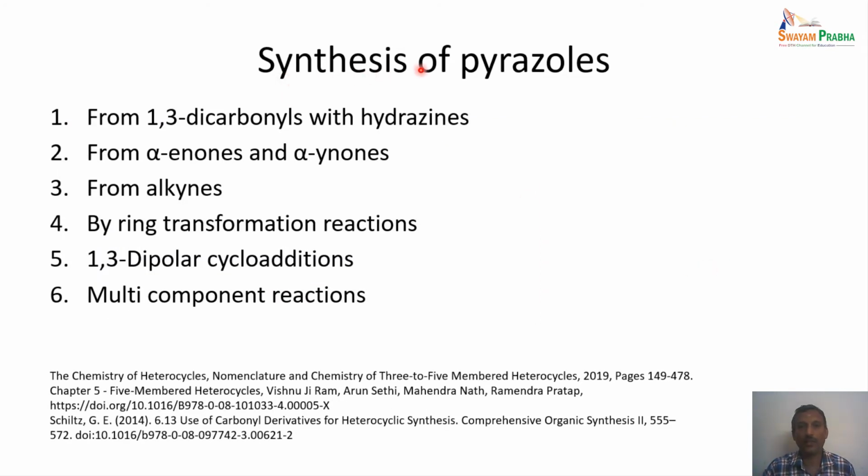And let us look at the various syntheses of pyrazoles. We have various reactions which lead to the formation of pyrazole. Some of them are listed here. The pyrazole can be synthesized from 1,3-dicarbonyl compounds and hydrazine. This can also be synthesized from alpha, beta-enones and alpha, beta-ynones. From alkynes we can synthesize by ring transformation reactions, 1,3-dipolar addition reactions, and multi-component reactions. These are all the various types of reactions by which pyrazoles can be synthesized. We will be looking at the individual steps one by one. Here are a couple of references which are given here for those who want to know more about these synthesis methods.